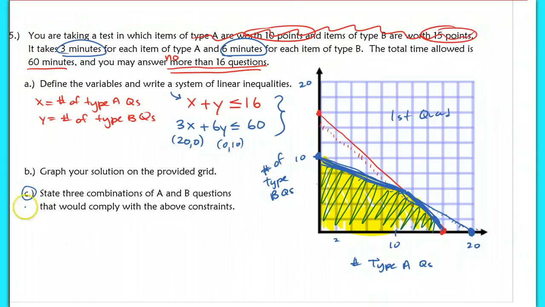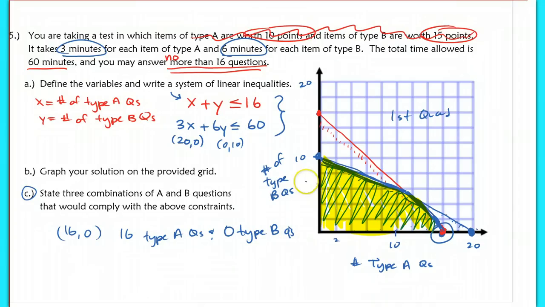Now, to answer part C here, state 3 combinations for A and B questions that would comply with the above constraints. Well, if you wanted to, you could answer all the way down here. This point here is on the boundary line, and it's on a solid line, so I could answer 16, since 16, 0 is on the line, right? I can answer 16 type A questions and 0 type B questions.